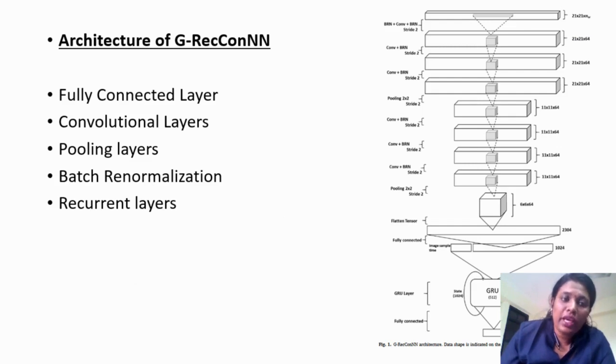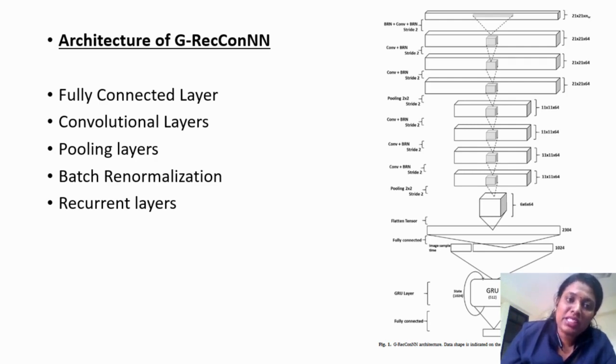This is the architecture of the proposed Gated Recurrent Convolutional Neural Network. It consists of fully connected layers, convolutional layers, pooling layers, a batch renormalization layer, and recurrent layers. The fully connected layer is used to change the high-level representation of the images into low-level representations. The convolutional layers apply the convolution operation along these representations, and the pooling layer is used for dimensionality reduction. Batch renormalization helps to avoid vanishing and exploding gradient problems while training.